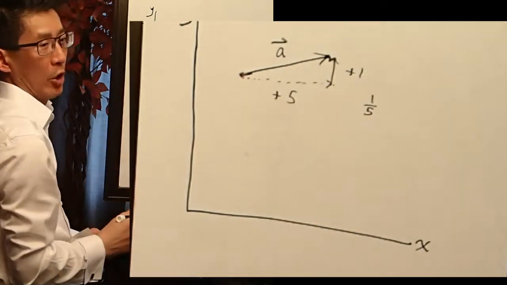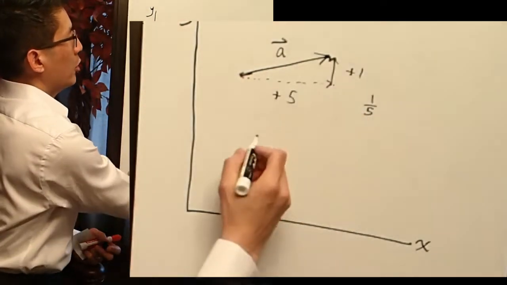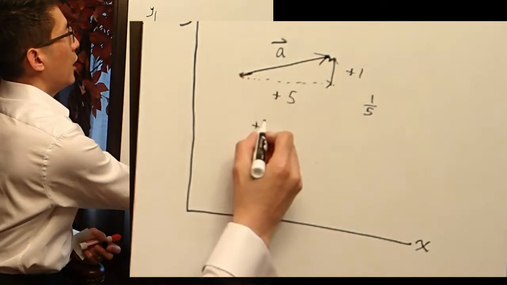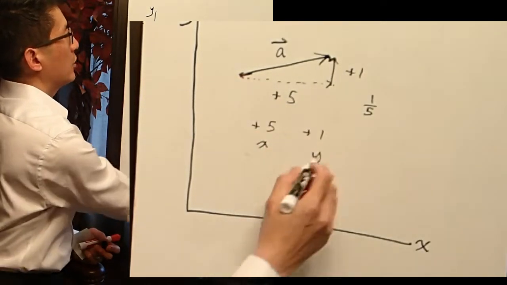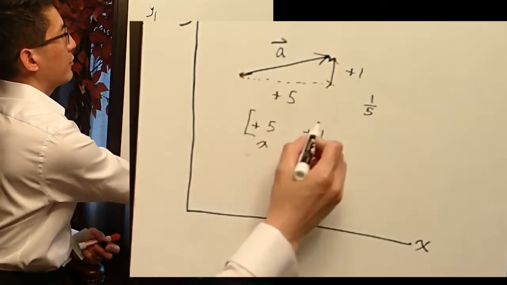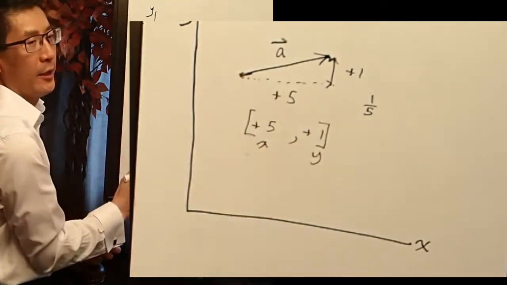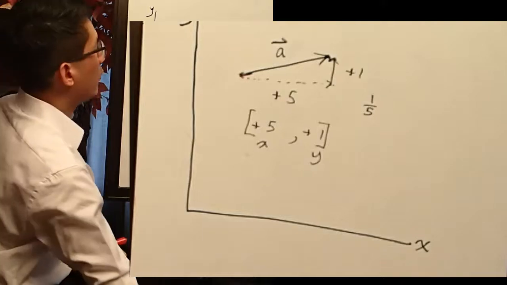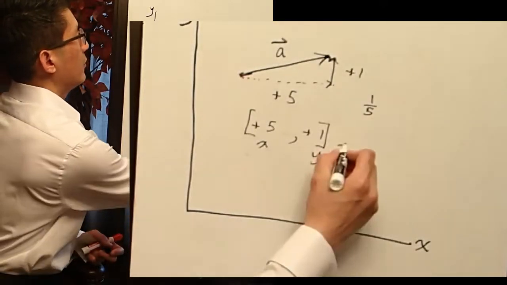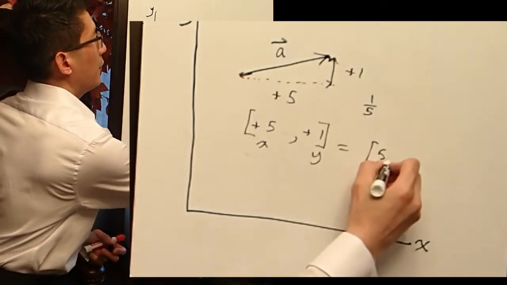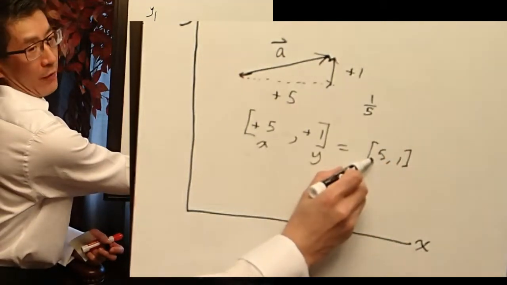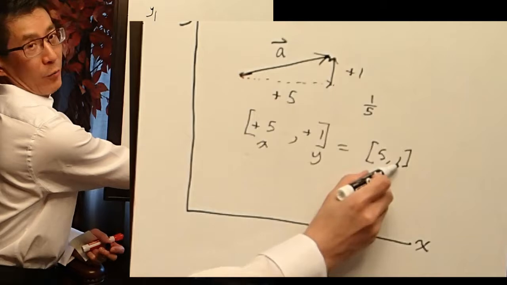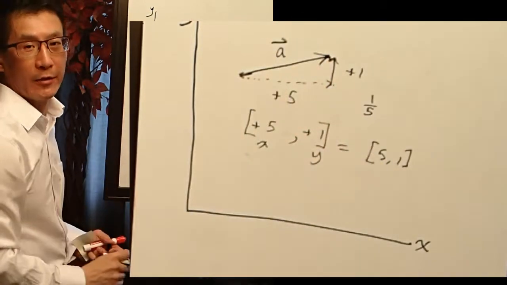1/5. We can also say that because we're going a distance of +5 in the x direction and +1 in the y direction, our vector can also be written as 5, 1 in square brackets. So if we write our vector simply as 5, 1, it is understood that we are now going across +5 in the x direction and then +1 in the y direction, like so.